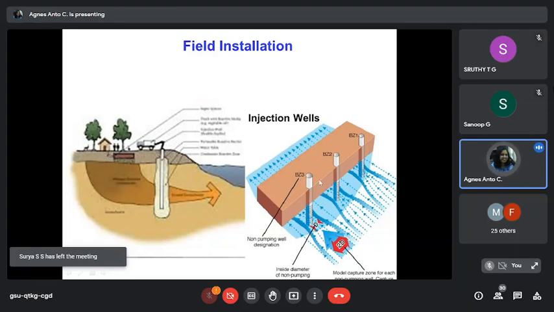Injection wells are used when the depth of the contaminated plume is several meters. Like in the US, they have used the injection technique for PRB installation at a depth of 90 meters, whereas in the case of trench type or funnel and gate, it is only maximum 30 meters or so. So for shallow depth we go for trench and funnel and gate types. For higher depth we go for injection wells.